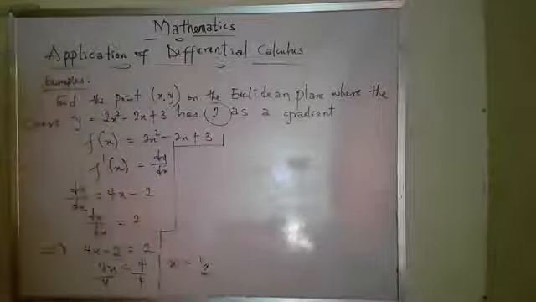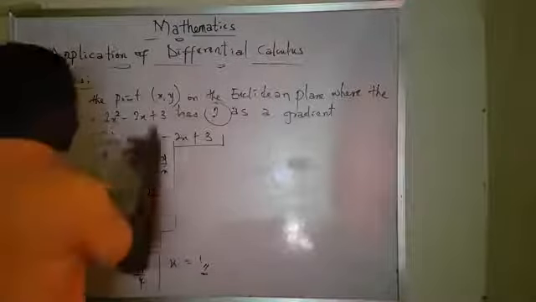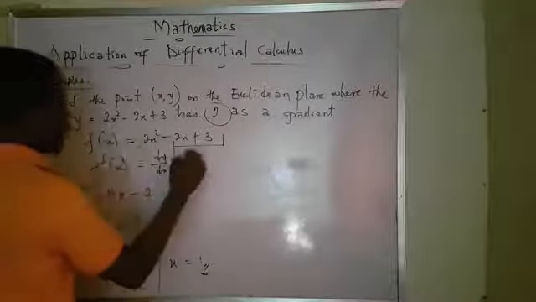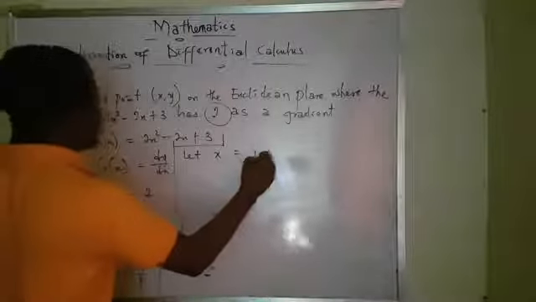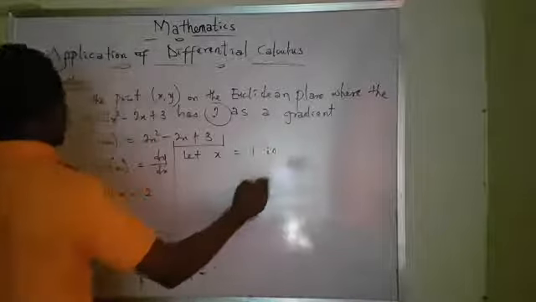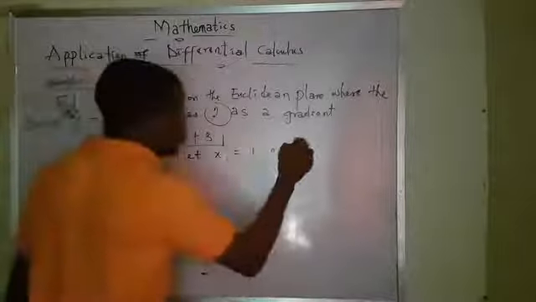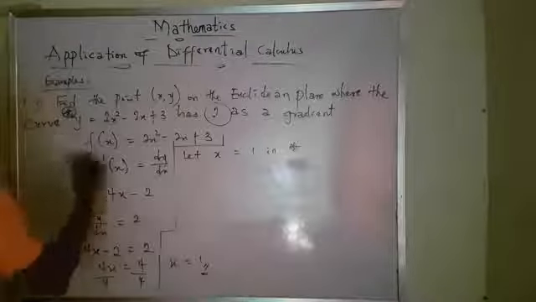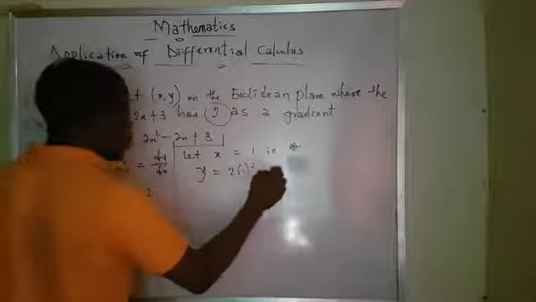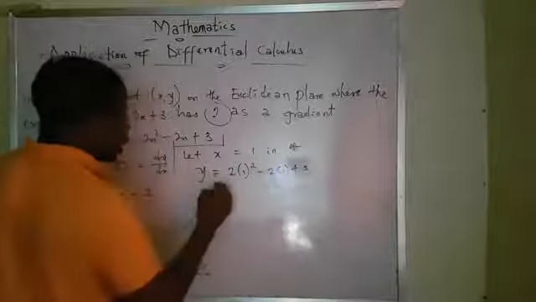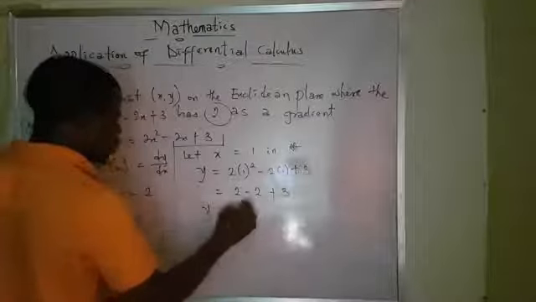We go and substitute this in the original equation or function of that curve. Let x be equal to 1 in, let me call this, star. Since y is equal to all of this, you put 2 open bracket 1 all squared minus 2 open 1 plus 3. That will be equal to 2 minus 2 plus 3. That means y is equal to 3.